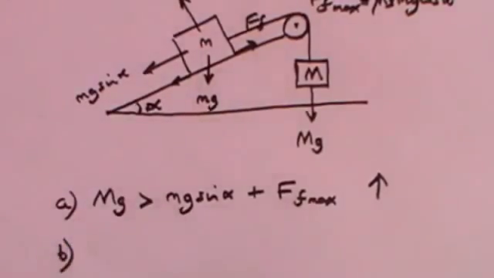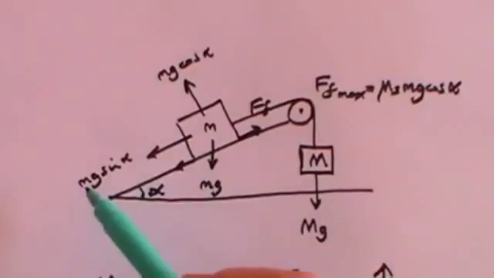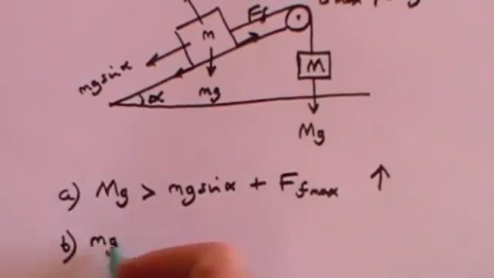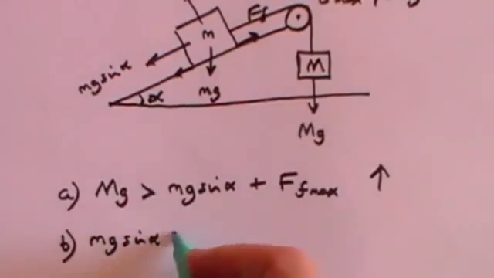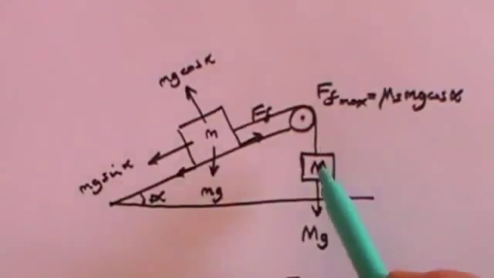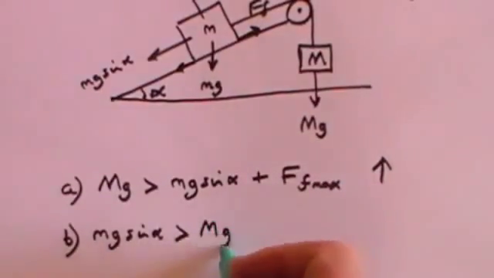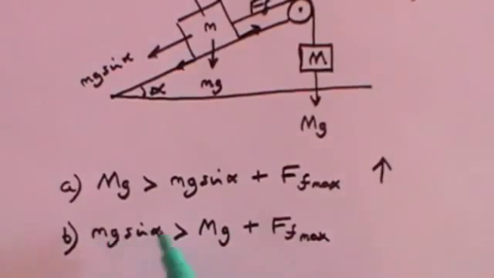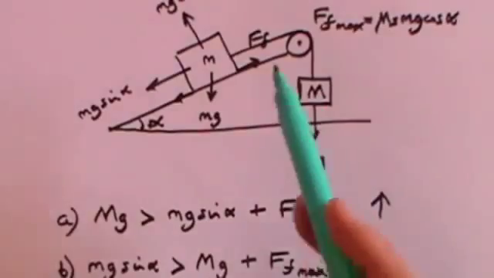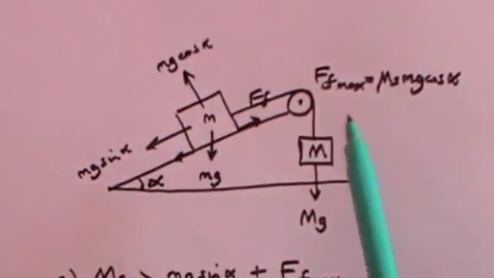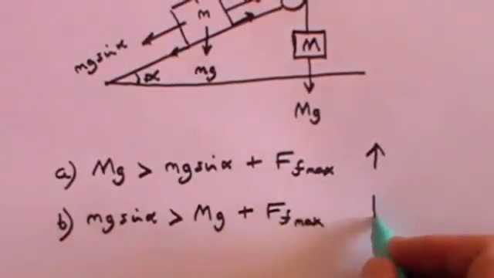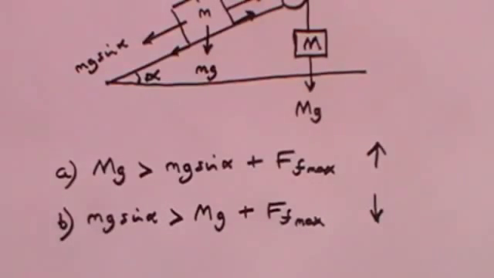The second possibility is precisely the opposite, that in fact the force downwards is greater than the forces acting upwards. So the force downwards, mg times sine alpha, must be greater than the forces acting upwards, which will be the mass Mg plus the frictional force, because now that is opposing the movement downwards, so it's acting upwards. And if the downward force is greater than the mass plus the frictional force, and again the maximum frictional force is going to be mu s mg cosine alpha, then the block will move down the plane.